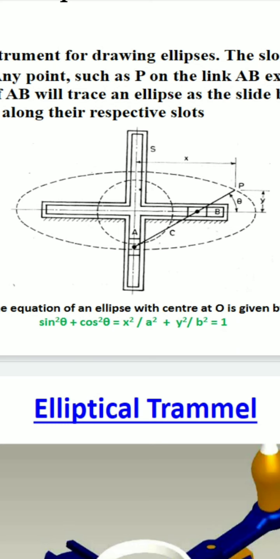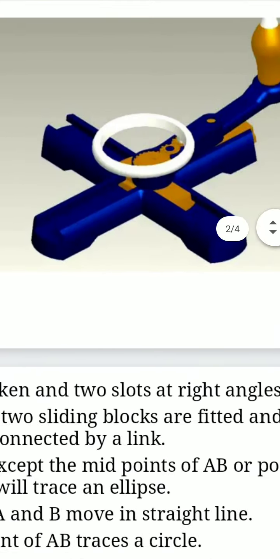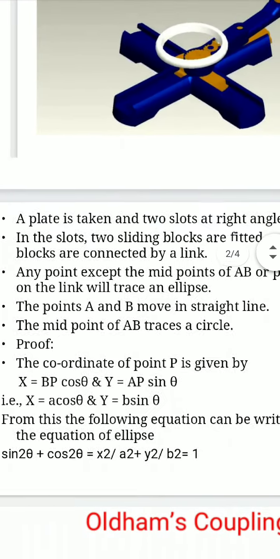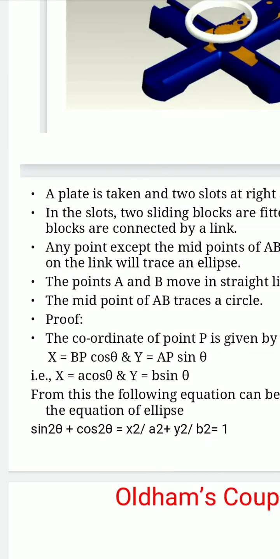If you do squaring and adding, these are basic mathematics. You get sin square theta plus cos square theta is equal to x square by a square plus y square by b square, which is equal to 1. It is not sin 2 theta actually; it should be sin square theta plus cos square theta equal to x square by a square plus y square by b square equal to 1, which is the equation of the ellipse. So this is the first inversion of the double slider crank chain.